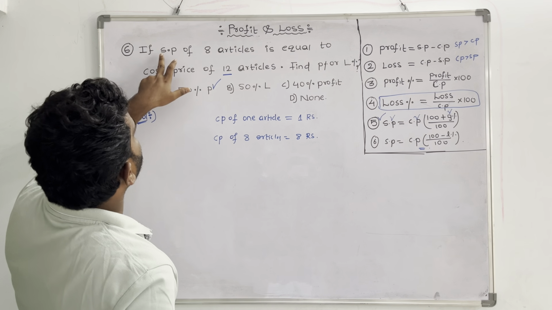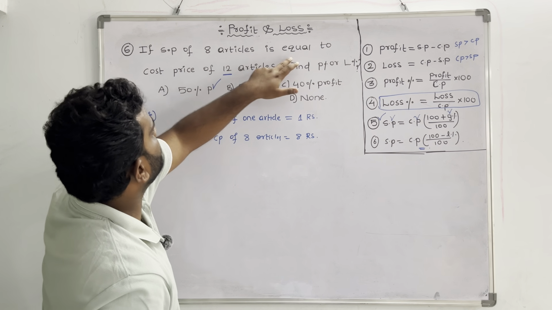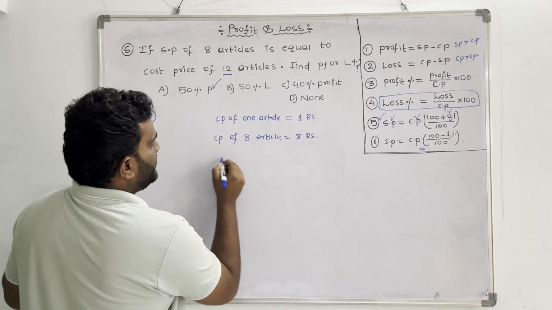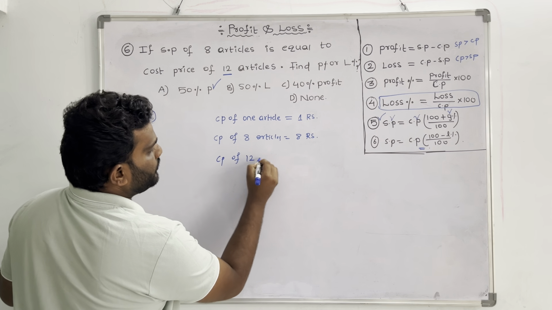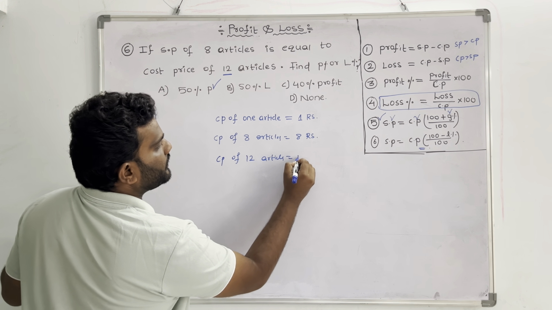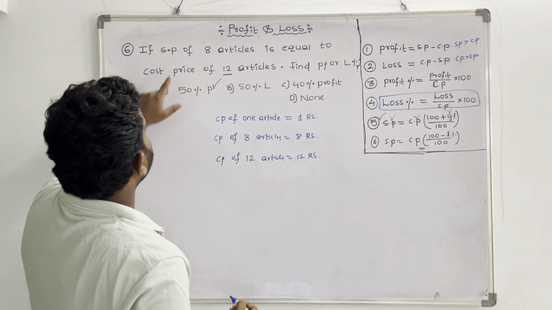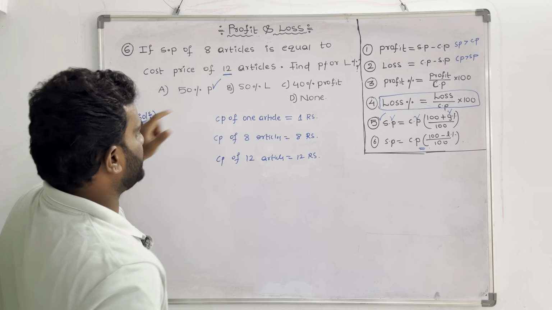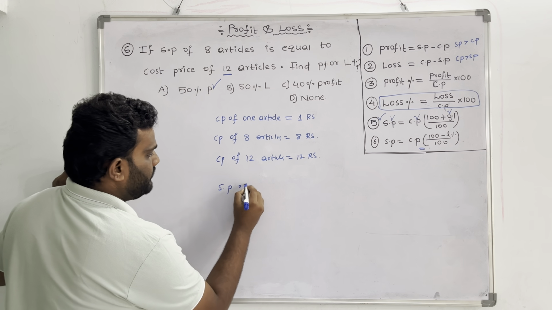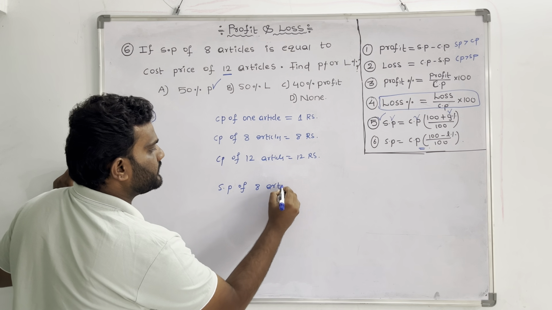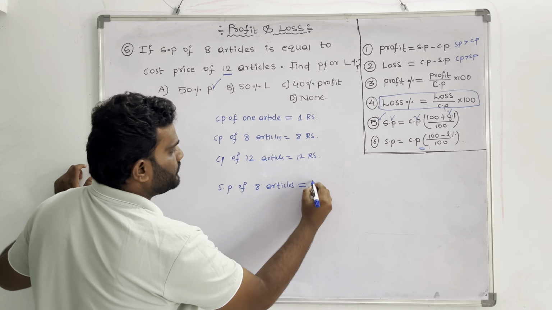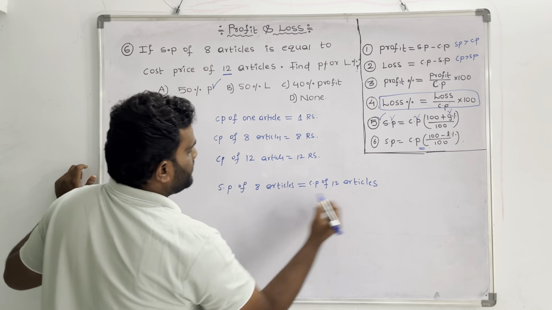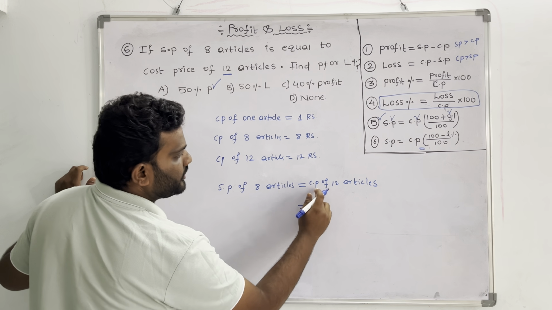And what is given, selling price of 8 articles is equal to cost price of 12 articles. Okay, if cost price of 8 articles equals 8 rupees, what is the cost price of 12 articles? 12 rupees. And what is given, selling price of 8 articles is equal to cost price of 12 articles. Let me write that condition. Selling price of 8 articles is equal to cost price of 12 articles.